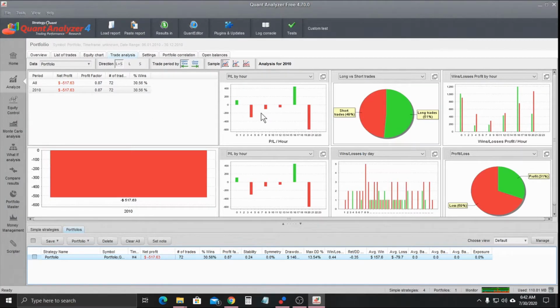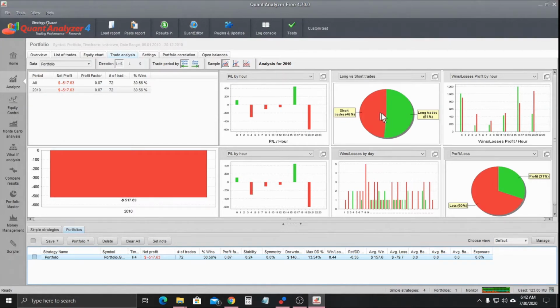Let's take a look over here. There's some other analysis that you can look at. This is basically phase 1, then phase 2, then phase 3, then phase 4, right? And breaking it all the way down by the hour, it looks like I took most of my losses at 20. So that's probably around noon or 1 p.m. or something like that.